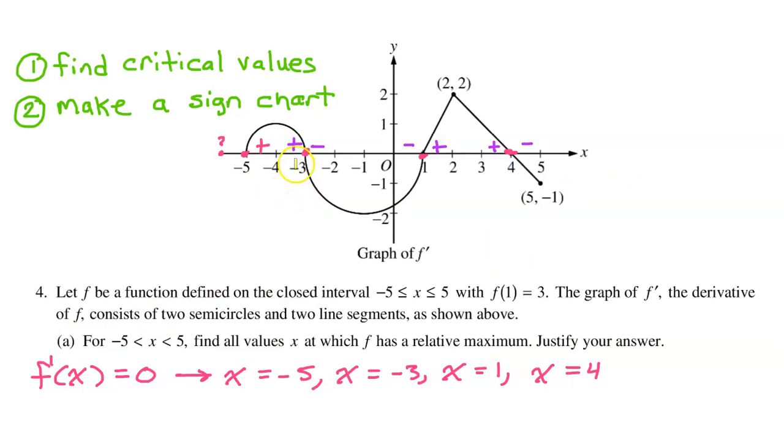Looking back at our sign chart, we see that f prime goes from positive to negative at an x value of -3, and it goes from positive to negative at x equals 4. What about the question mark? Well, we don't know what the question mark is, but it goes from something to positive. So it definitely does not go from positive to negative. So we can disregard the -5.